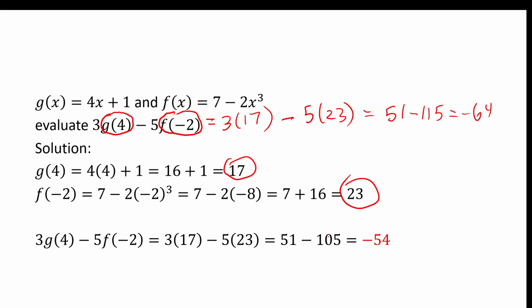So I just spotted another little typo here. That should be 115, not 105, because 5 times 23 is 115. And so then 51 minus 115 is ultimately negative 64. So another little calculation error, but the process overall in both of these questions was correct.